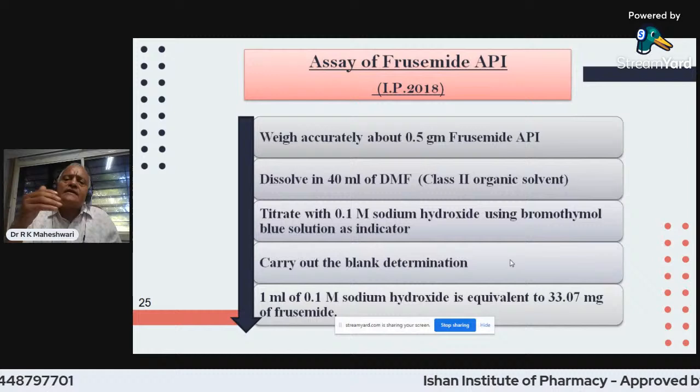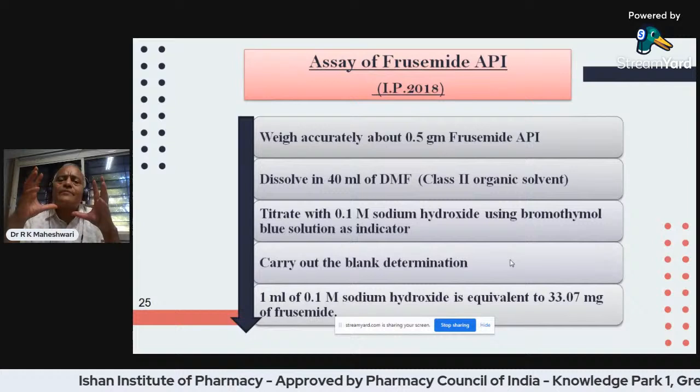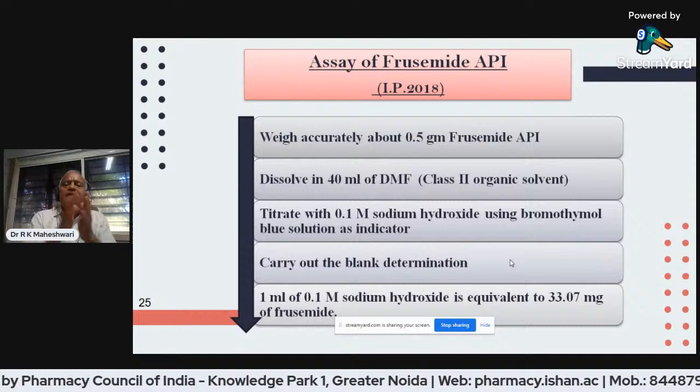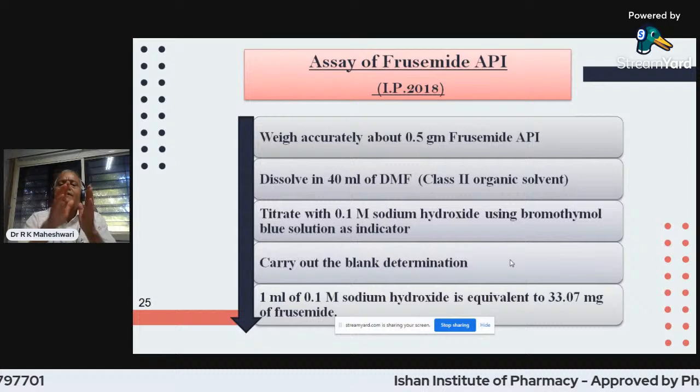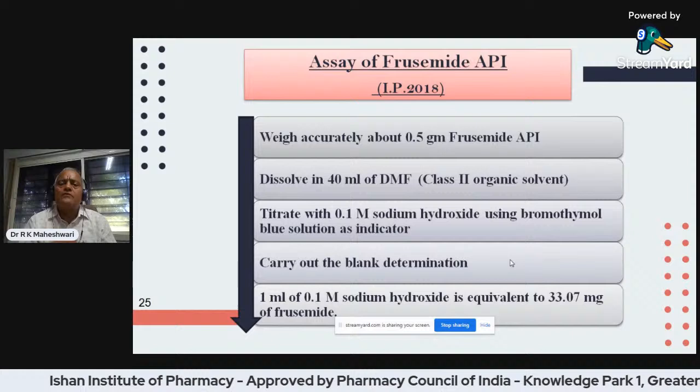Why are they not using ethanol? Furosemide is a poorly water soluble drug, so water cannot be employed for its dissolution for stoichiometric analysis. Then relatively safer is ethanol, a class 3 organic solvent. But ethanol could not be employed in furosemide estimation, because the solubility of furosemide in ethanol is poor, sparingly soluble, 1.7%. So ethanol could not be employed. Otherwise, ethanol is better.